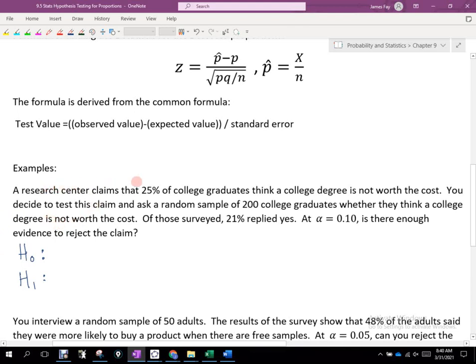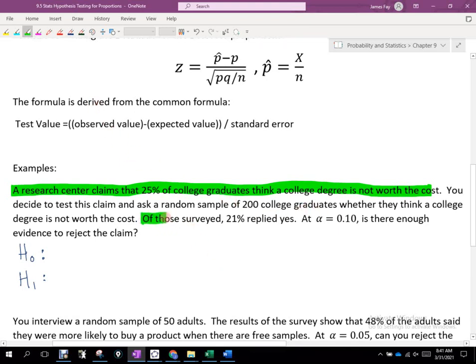Here it says a research center claims that 25% of college graduates think a degree is not worth the cost. This is one that I think is a little bit different than the phrasings that we've seen before. If I look at that phrasing, and then I look at another phrase that deals with our situation, it says down here, of those surveyed, 21% replied yes. So one of those values, either 21% or 25%, is the p hat, and the other one then is p.